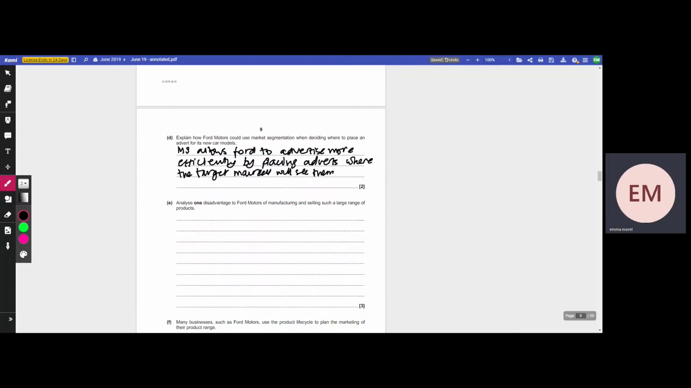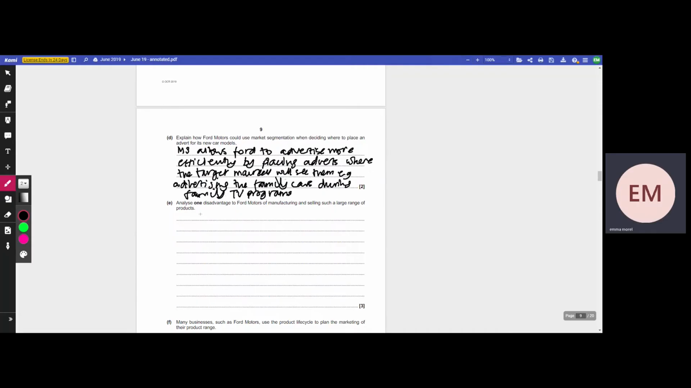Then we've got to get our context in, e.g. advertising the family cars. I'm going to go for during family TV programs. So I've got family cars, which is going to get something because I've not just said new car models. I've said where they could place it, and I've said it's going to be seen by their target market.